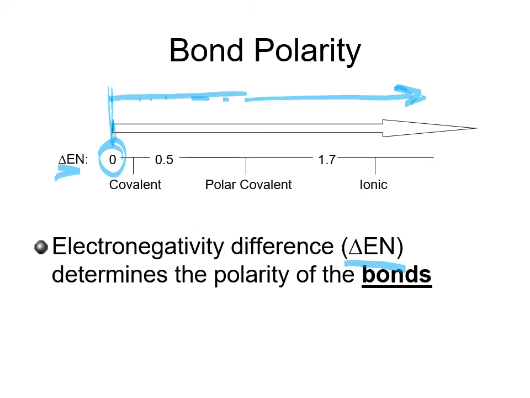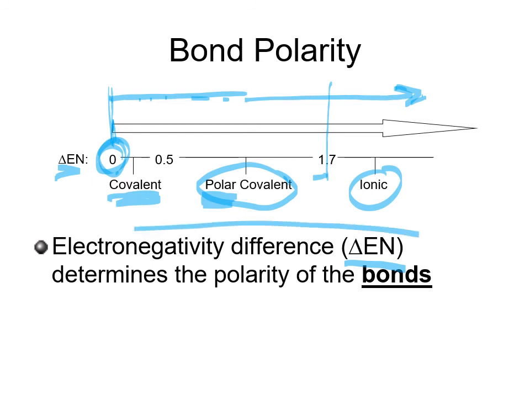Now we like to label things and give them names, and so we have decided that if it is above 1.7, we're going to give it the name ionic. If it's below 1.7, we're going to give it the name covalent, of which it could be not that equal sharing, or it could be more equal sharing. Or if it's 0, it's perfectly equal sharing. And so again, the labels are less important than what the number is and what the number tells you.